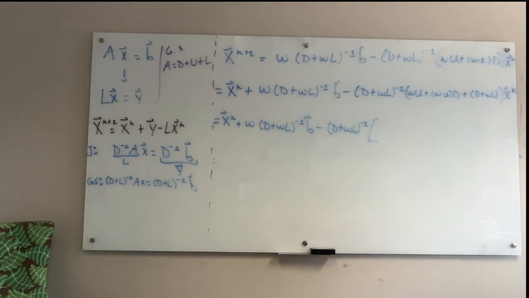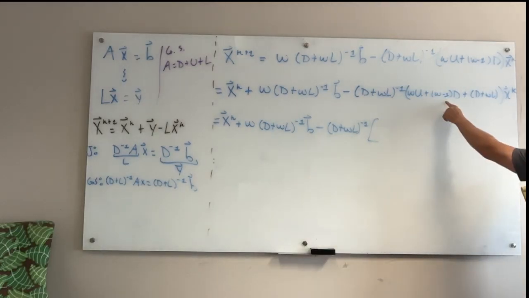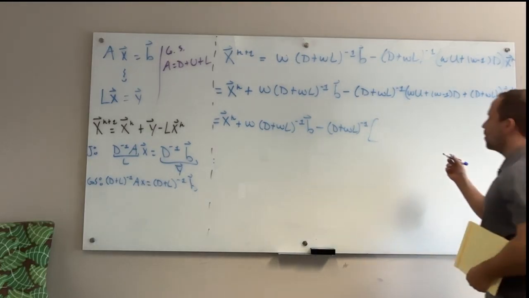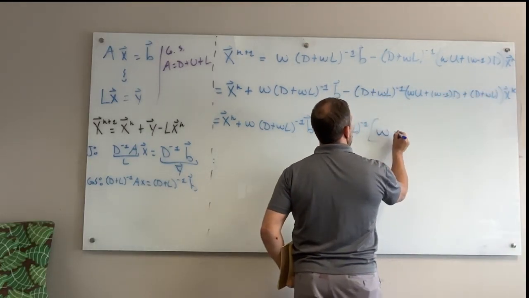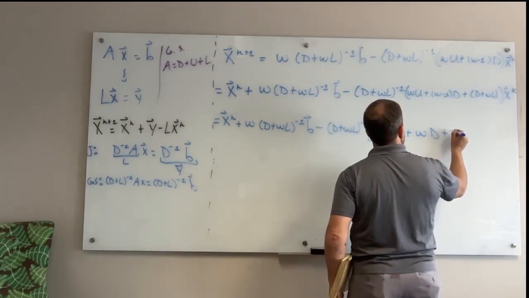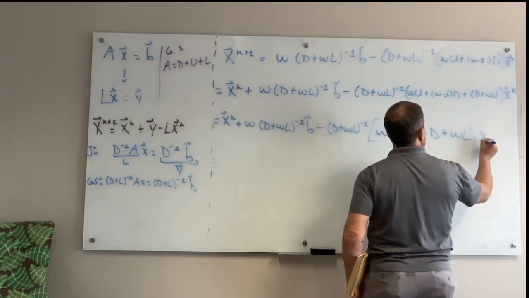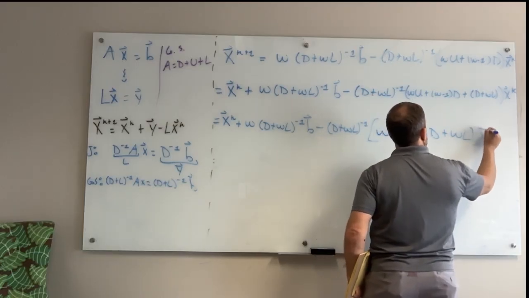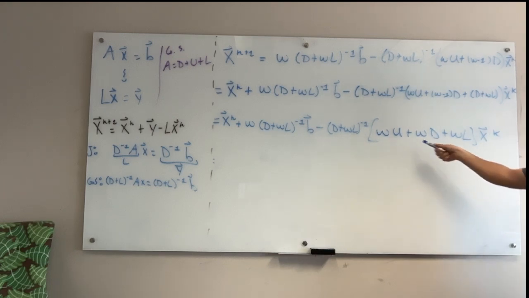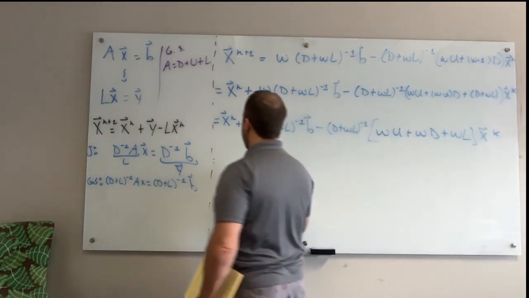There are going to be some terms that cancel. Notice we have an omega D, but we also have a minus D and a plus D, so those cancel. What we're left with is omega U plus omega D plus omega L times x^k. This is really good, because U plus D plus L is just equal to A, so now this is omega A.